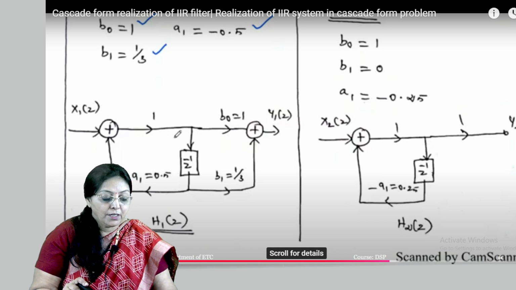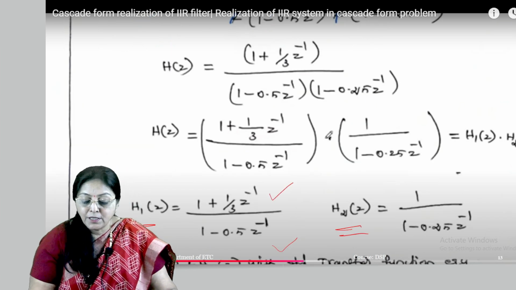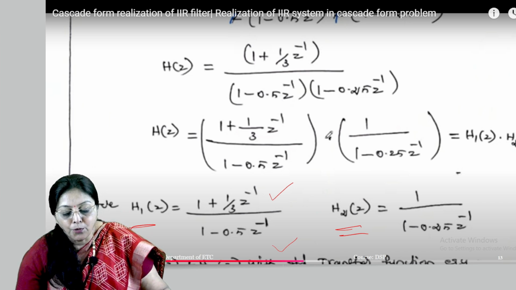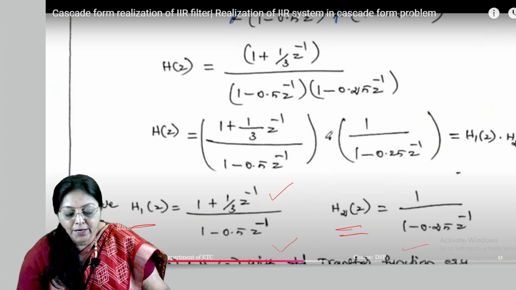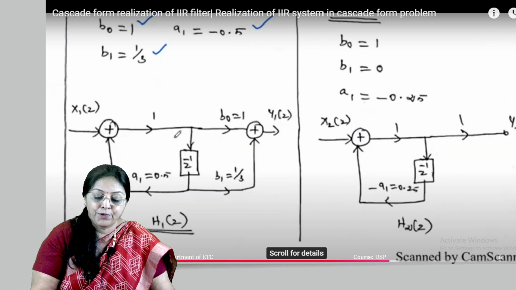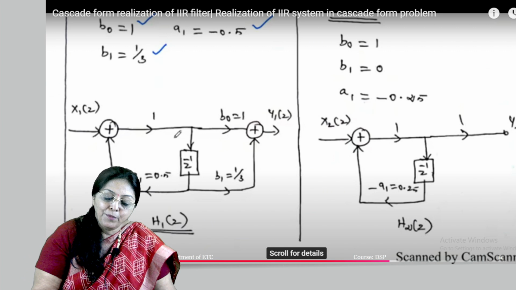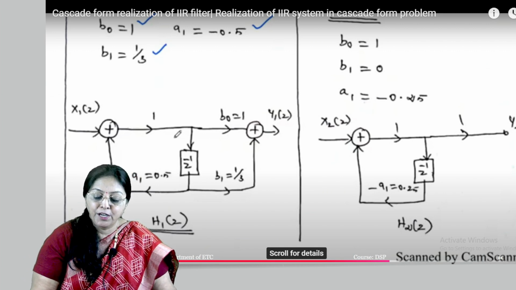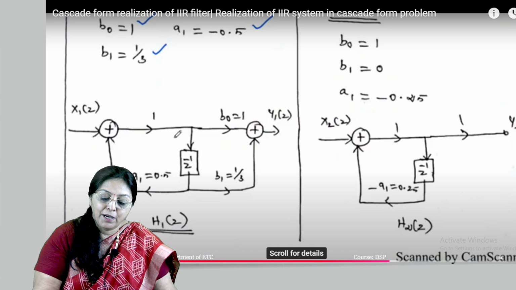H2(z), when you observe H2(z), it is 1 minus 0.25 z raised to minus 1. So, only left side values are there, minus 0.25, here it becomes plus 0.25, right? The denominator is at the left side and the numerator at the right side. Be careful, there is no numerator value, because of that we multiply here by 1.